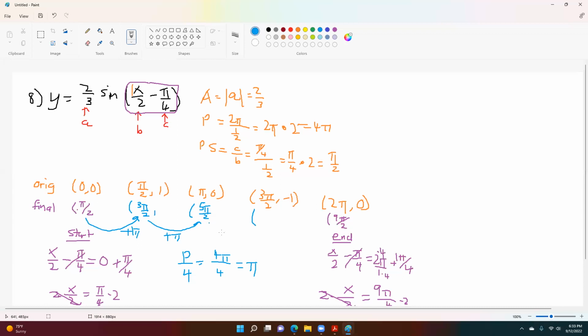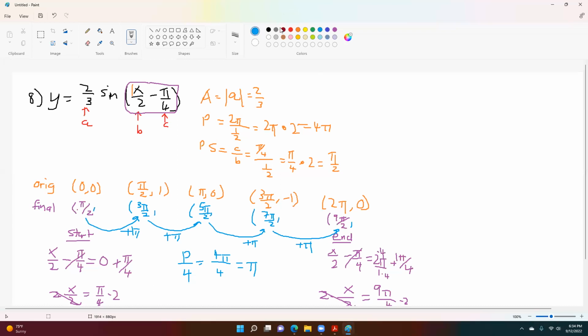And then you have to add another pi for the fourth coordinate. So that will become 7 pi over 2. And then you add another pi. This is where it ends, at 9 pi over 2. So this is how you figure out your x values. So that's step number 3. It's a lot of work here.